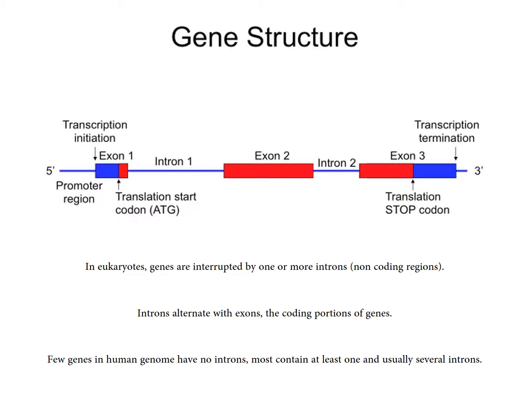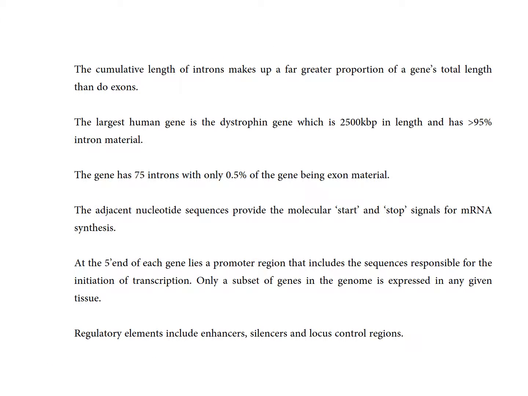And so basically in the human genome, few genes actually have no introns. In fact, almost all genes have introns, and several genes have several of these introns, making a very large percentage of the gene, and we will see an example. The largest human gene is the dystrophin gene, which is about 2,500 kilobase pairs in length, having greater than 95% intron material, and the actual exon, the coding portion, is just about 0.5%.